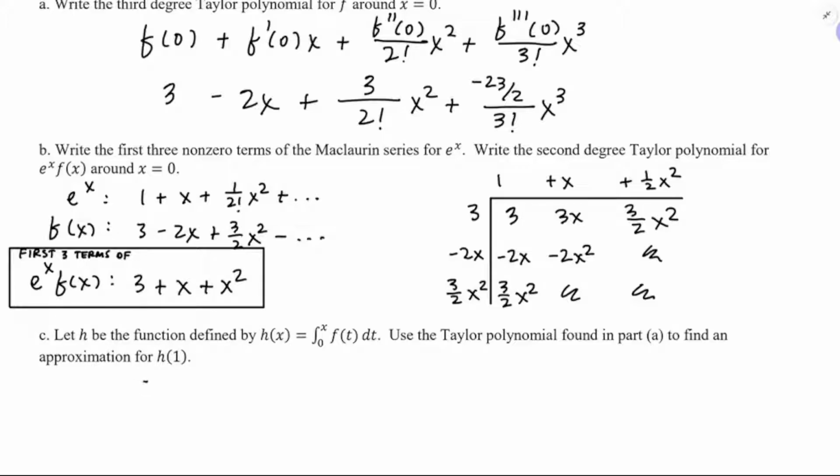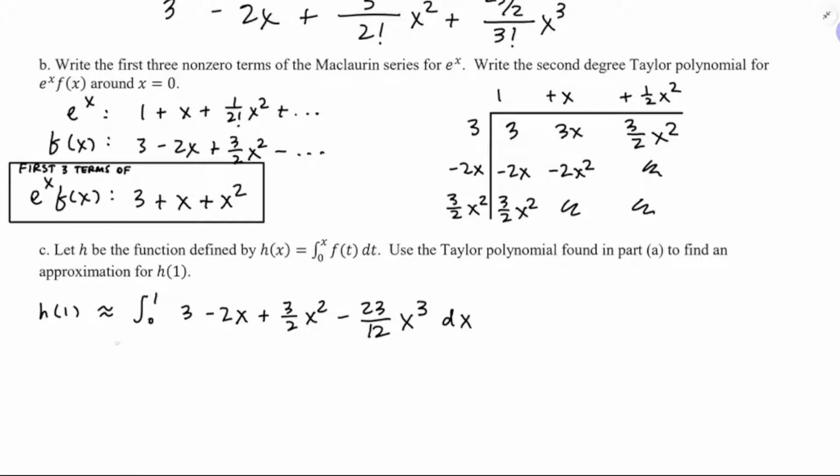So we're going to approximate h of 1 by integrating from 0 to 1 of f of t dt. Really it would be equal to that, but I'm going to approximate it by integrating 3 minus 2x plus 3 halves x squared. Okay, 3 factorial is 6, and I'm going to multiply that by 2 and get 12, so minus 23 over 12 x cubed. Okay, don't love that, but that's all right.